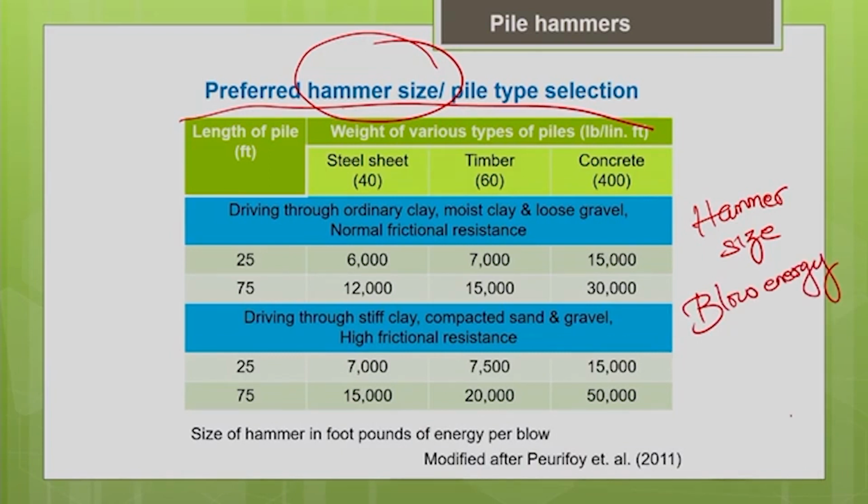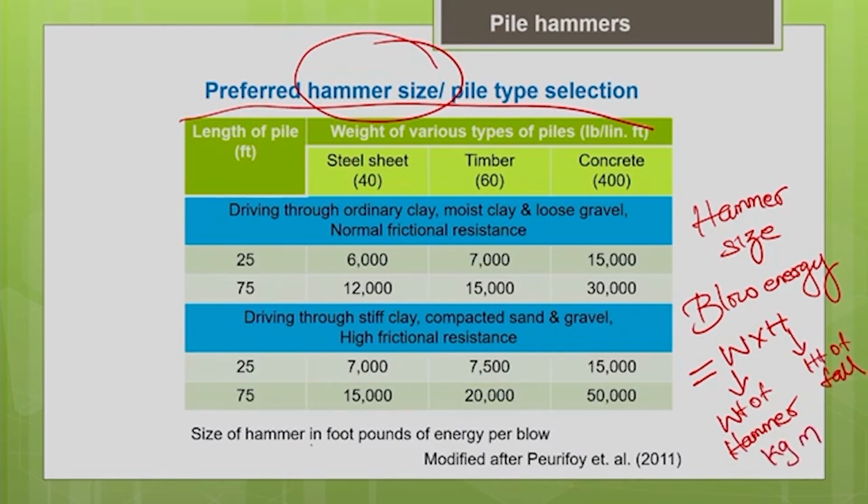So, how do you determine the blow energy? It is nothing but W into H. W is the weight of the hammer and H is the height of fall. The unit is given as foot pounds, or kg meter, and that is the unit of blow energy. This is how you define the size of your hammer.